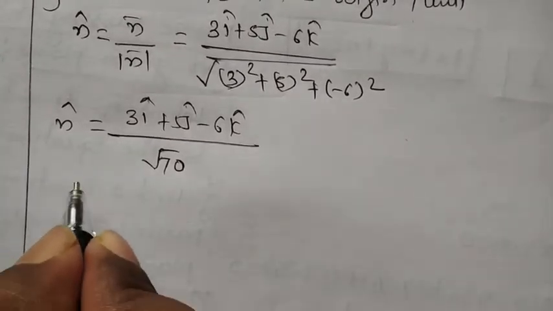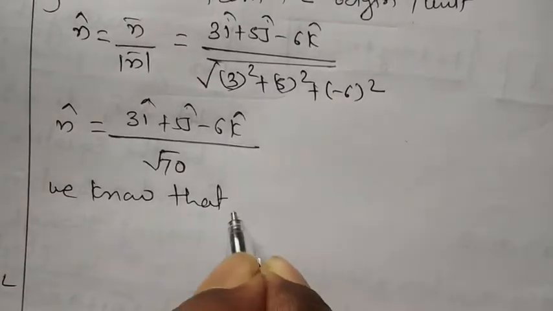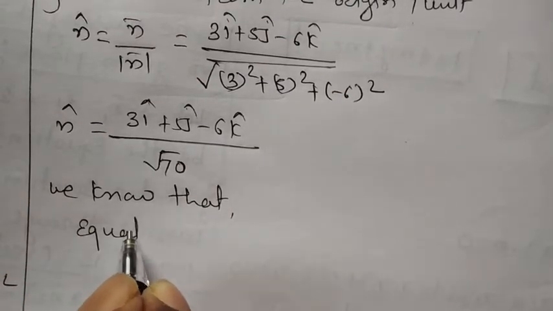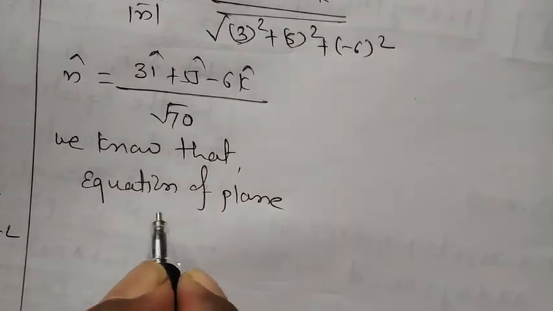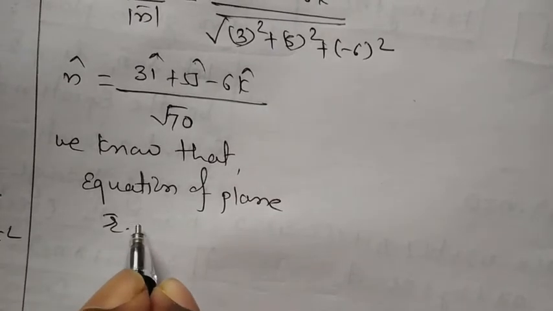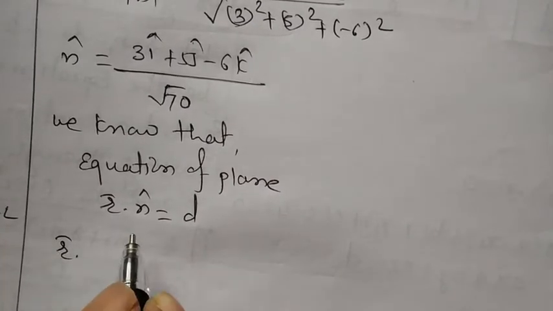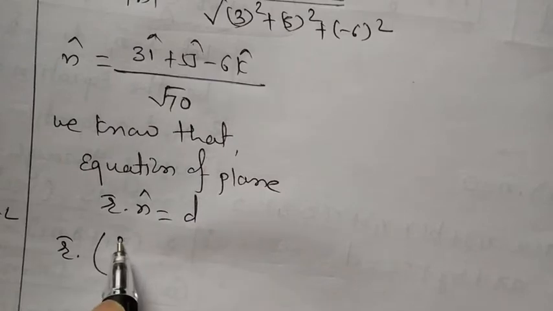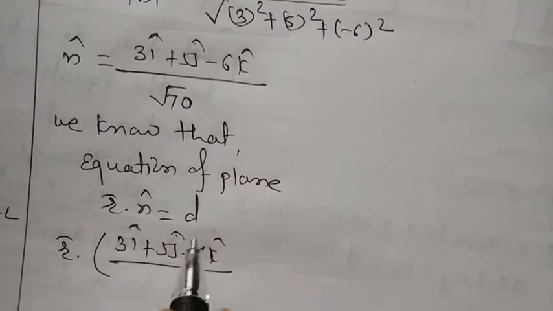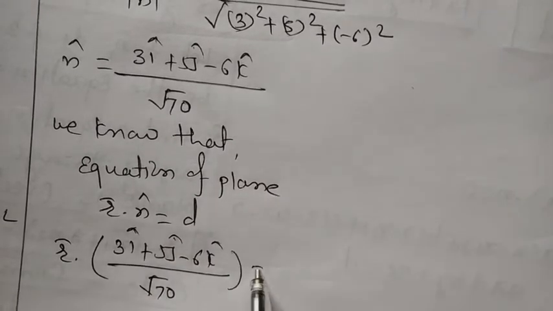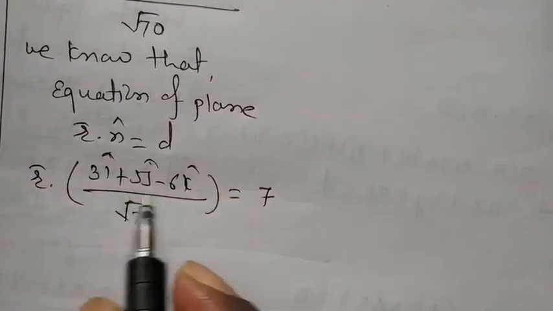Then we know that the equation of plane having unit normal and having distance d is r bar dot n cap equals d. Then put r bar dot n cap equals what? This is n cap, 3i plus 5j minus 6k upon under root of 70, equals d, that is what? 7. We have given that 7 units. Then d equals 7 units.